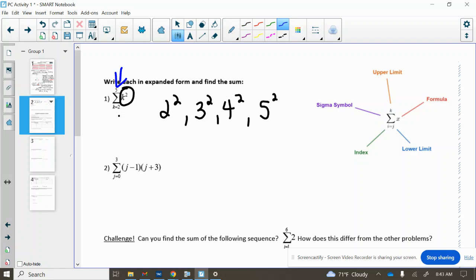And again, since we are doing sigma, really what this is saying is we are taking those 4 terms and we are going to add them together to get our sum. Okay, that's all that sigma means, is to sum them up. So 2 squared plus 3 squared plus 4 squared plus 5 squared is a total of 54.